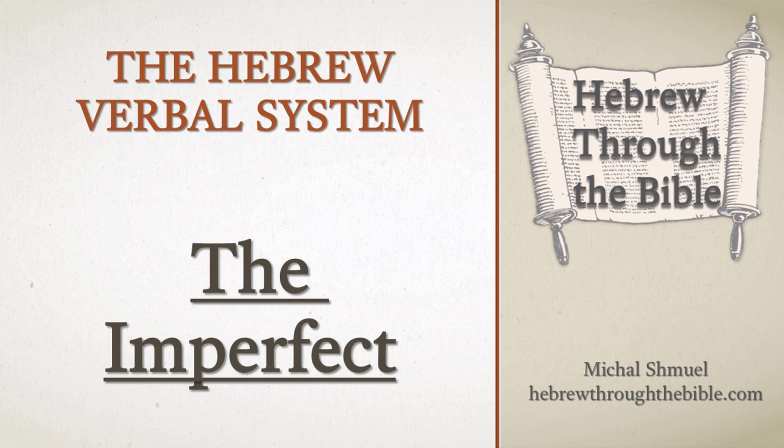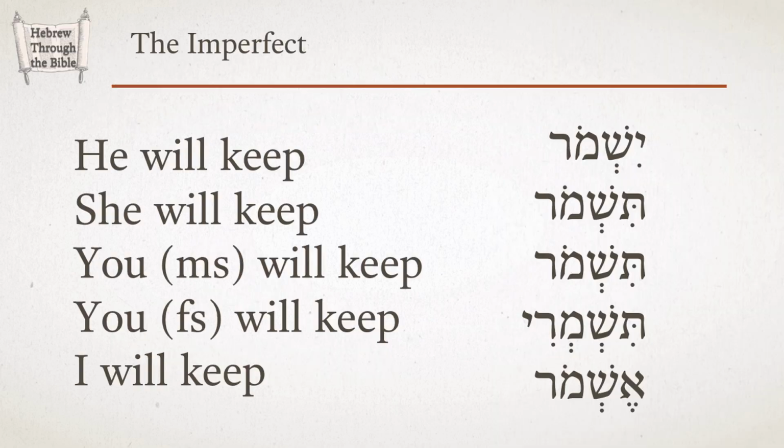Hebrew in one respect is easier than some other languages in that there are only two main verb patterns in the whole language. In this lesson we will learn the second and last main pattern, the imperfect. Here are the singular forms of the imperfect, and let me read them down. Yishmor, Tishmor, Tishmor, Tishmeri, Eshmor. Once again, you can see that the typical Hebrew verb chart begins with third person at the top, he and she, then second person, you, and then first person, I.